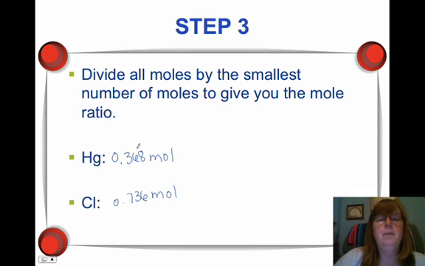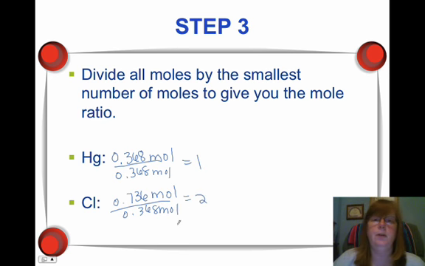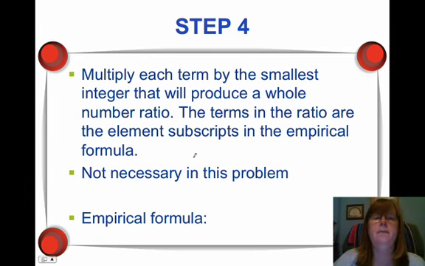So which number is smaller, 0.368 or 0.736? The answer is 0.368, and so we are going to divide both of these by 0.368. And this gives us a 1, and this gives us a 2. And so it's a 1 to 2 ratio of mercury to chlorine.